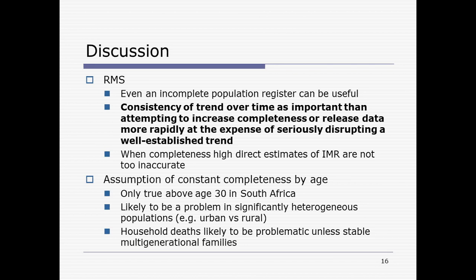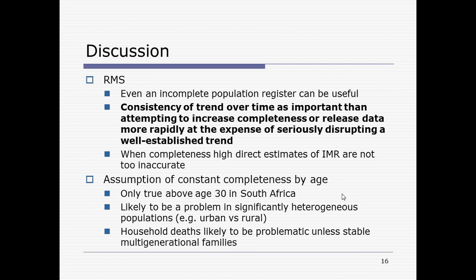RNS, the point I made this morning, even an incomplete population measure can be useful. And when completeness is high, then direct estimates of IMR are probably not too inaccurate. The assumption of constant completeness by age is only true for the advanced ages in South Africa, likely to be a problem in any heterogeneous population, urban, rural, but there could be other reasons for it.